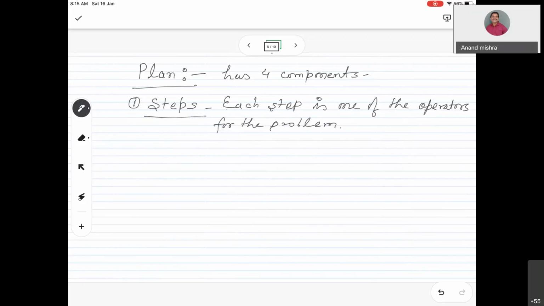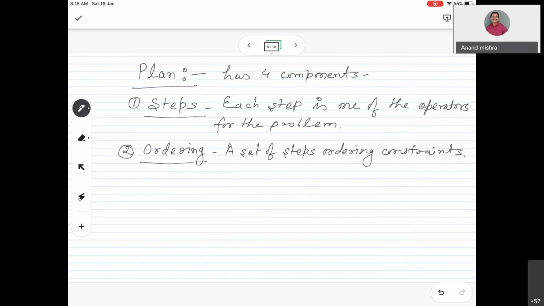The second is ordering. In a plan, it is always very important to have order between these steps. You cannot execute things at random. So there is this concept of ordering: a set of state ordering constraints.